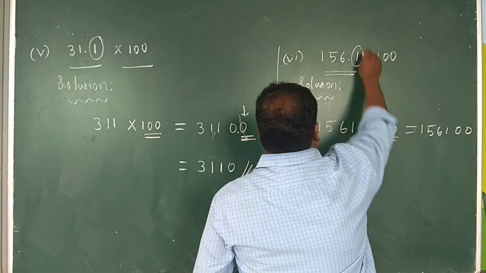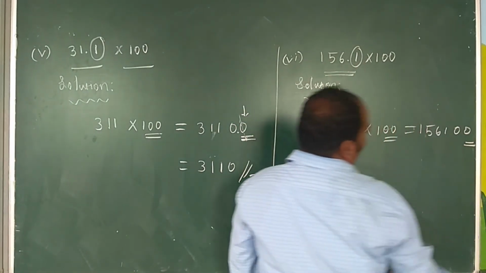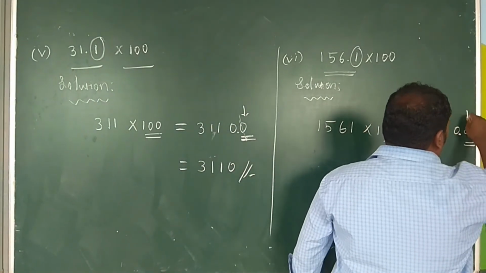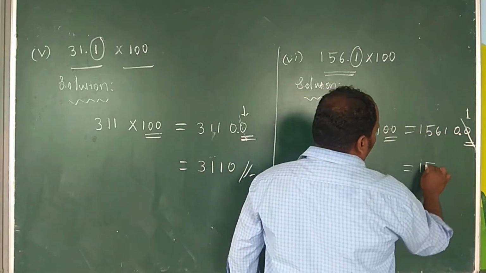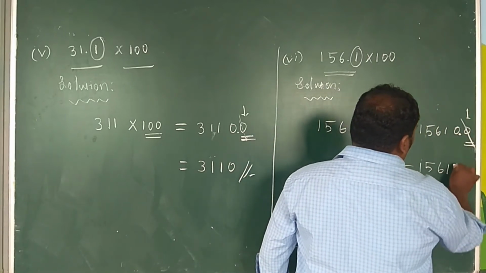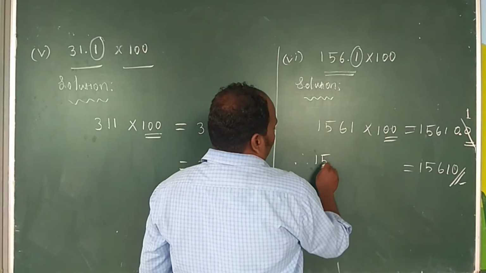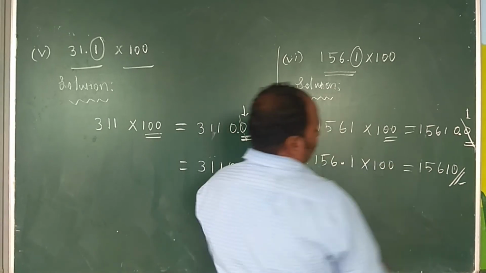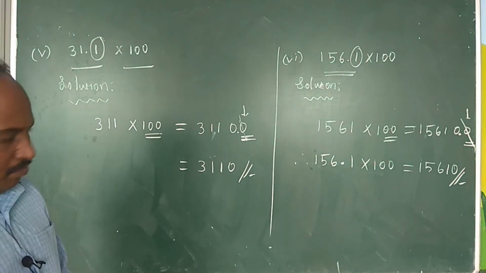1,56,100. Count the decimal places. One decimal point is there, so we place the decimal point before one digit. So our answer is 15,610. Therefore, 156.1 into 100 is equal to 15,610.